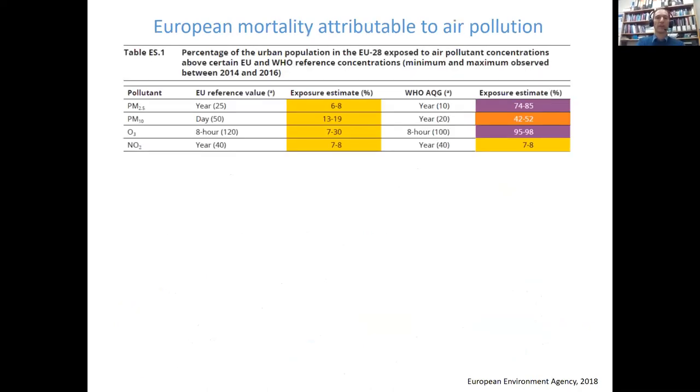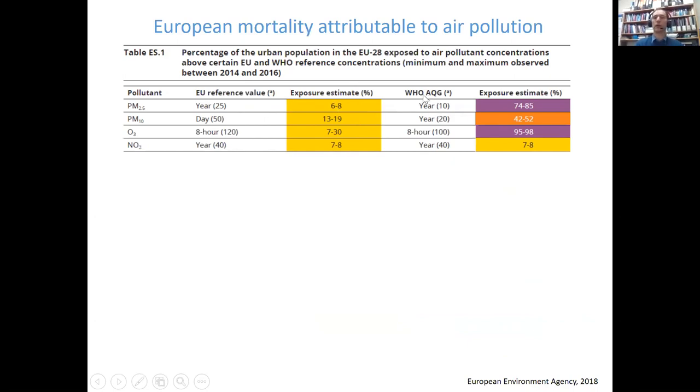If we focus in a bit on something more local to where I live in the European Union, we've got some data here from the European Environment Agency. The top table here tells us what proportion of the population within Europe is living in an area that exceeds certain guidelines for air pollutants. On the left-hand side, we've got the percentage of populations living in areas that exceed the EU limit values, for example, for PM2.5 here, 6 to 8% of the population.